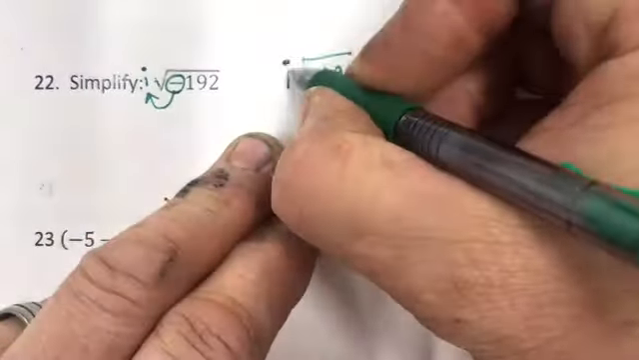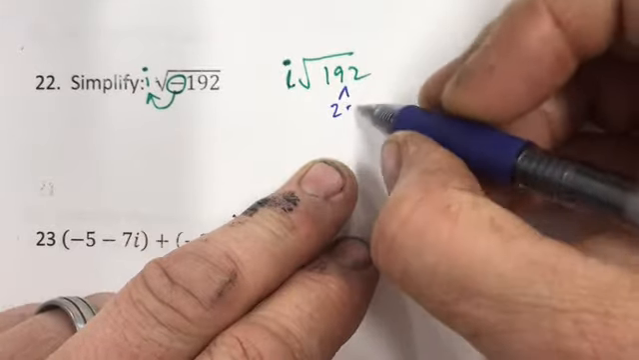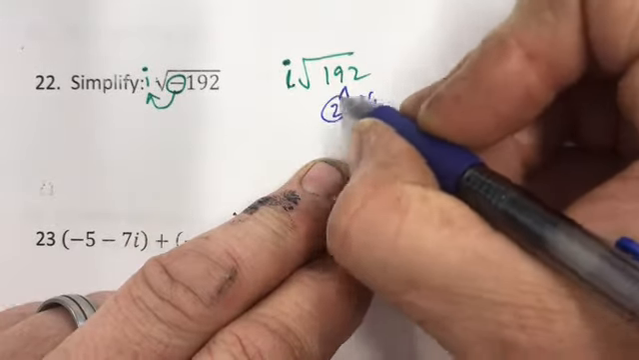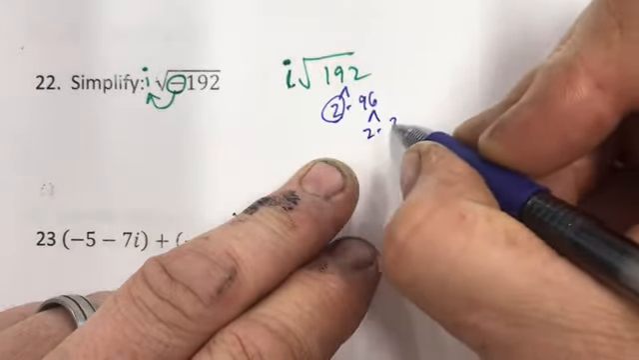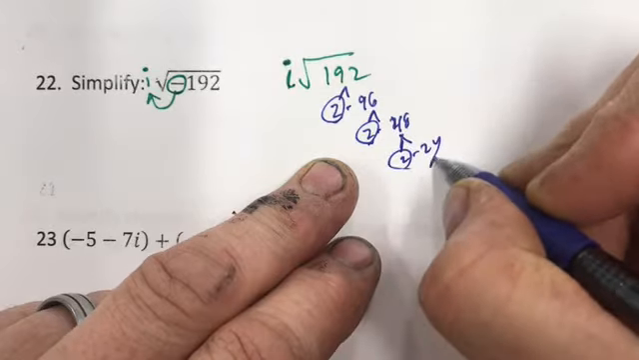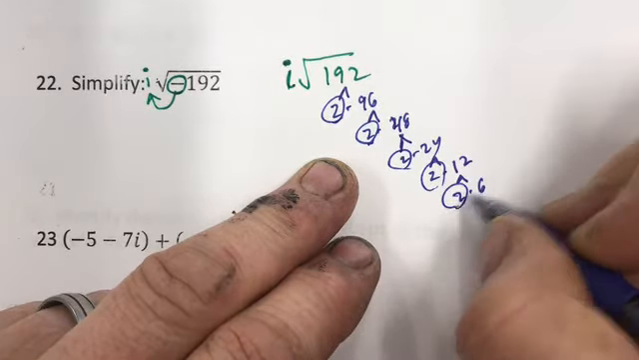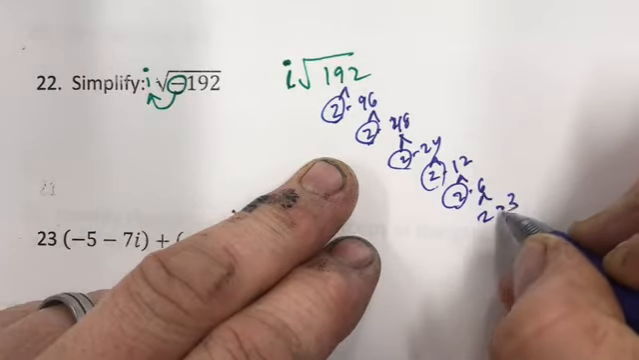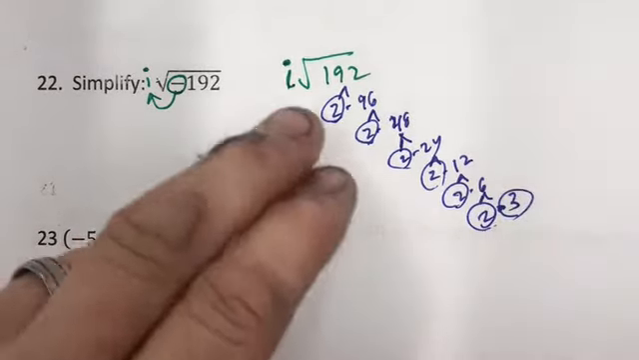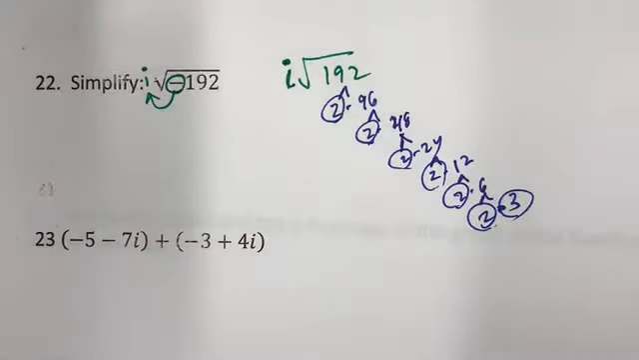So I'm going to divide by 2. 192 divided by 2 is 96. Circle the 2. 96 divided by 2 is 48. Circle the 2. 48 divided by 2 is 24. 24 divided by 2 is 12. 12 divided by 2 is 6. 6 divided by 2 is 3. So there's all my numbers broken down.